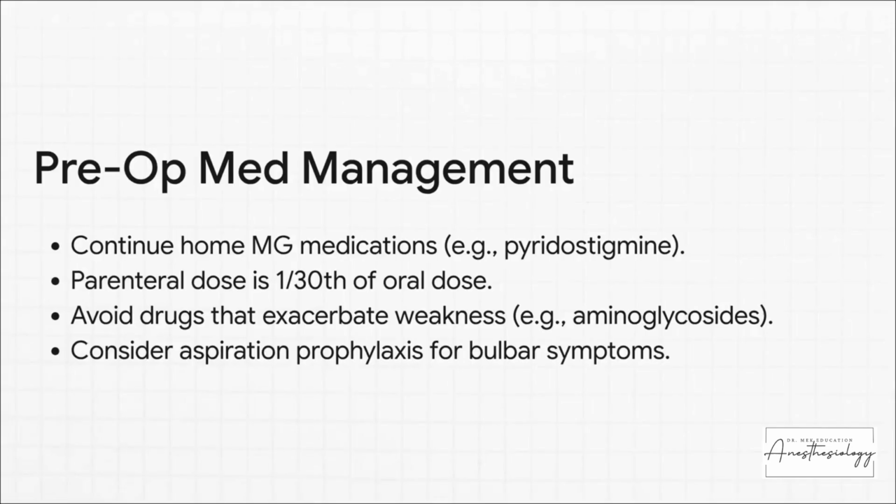Now, when it comes to preoperative medication management, the number 1 rule is continuity. You want to continue the patient's home regimen. But, and this is a big but, if you have to switch to a parenteral acetylcholinesterase inhibitor, you have to be really careful with the dosing. The parenteral dose is just 1/30th of the oral dose. That's a critical conversion to remember. And it probably goes without saying, but we have to avoid any drugs that can make the weakness worse. Things like calcium channel blockers, magnesium, and aminoglycosides. And for any patient with bulbar symptoms, definitely consider aspiration prophylaxis.